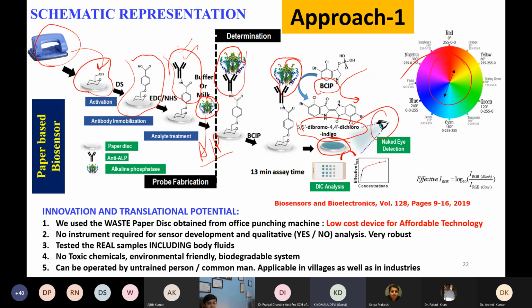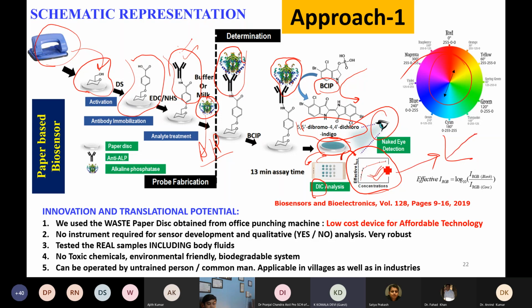So that is the main sensor we have fabricated in my lab. We thought that we can do a qualitative analysis, meaning yes or no, but for quantitative we need to know the exact concentration. So we linked this system with a mobile phone, which everybody has. That's called DIC, digital image colorimetry analysis. Then we have a calibration system. I already explained in the previous slide that this is the analytical performance.